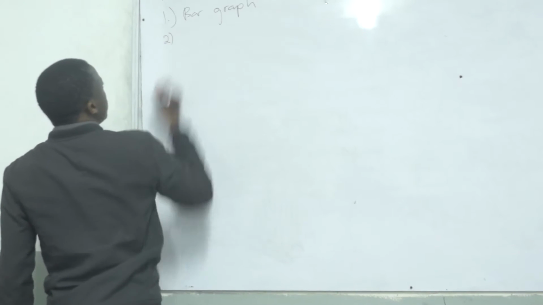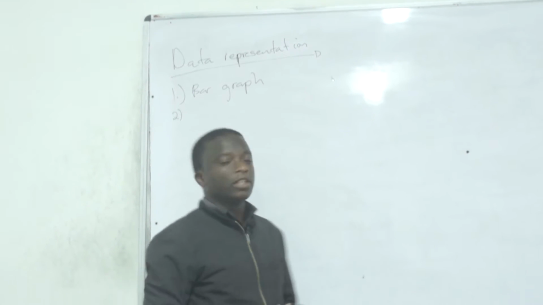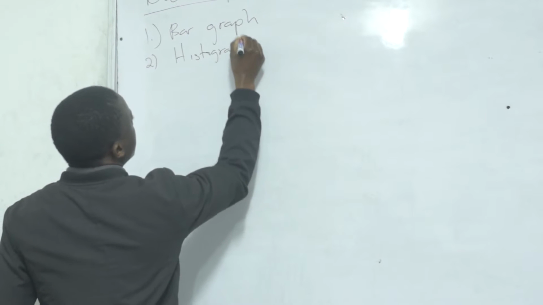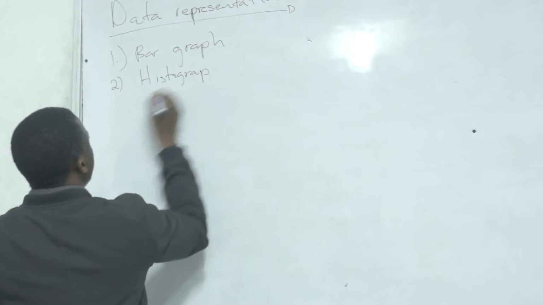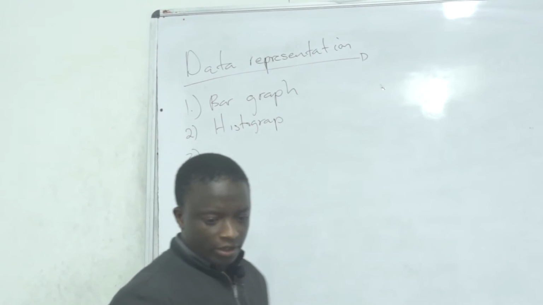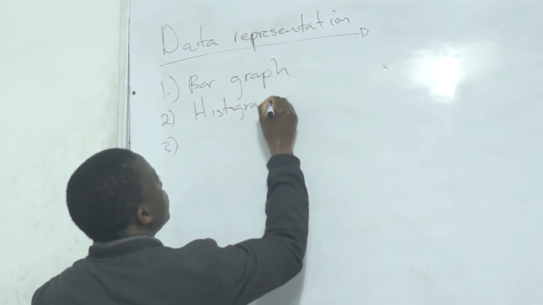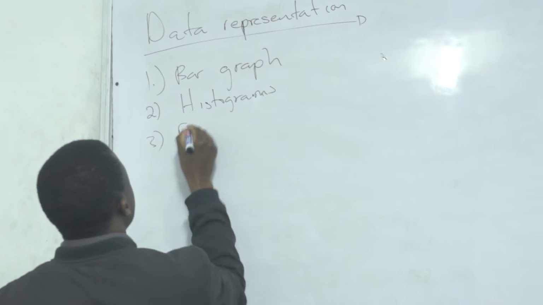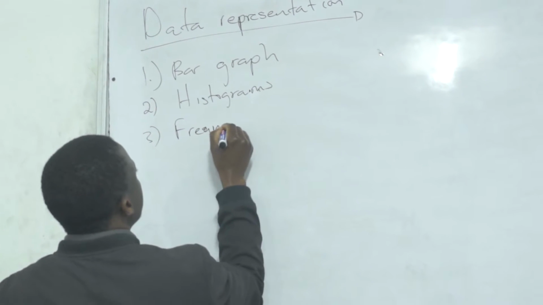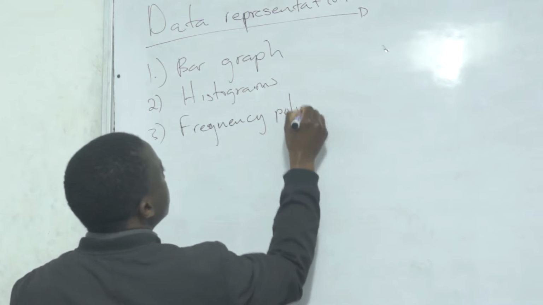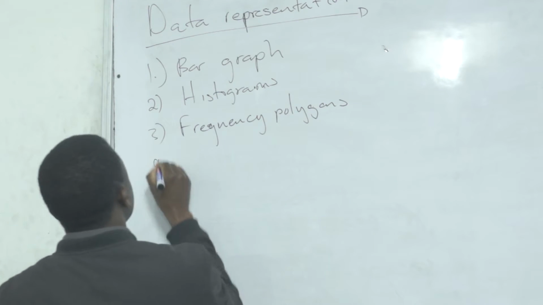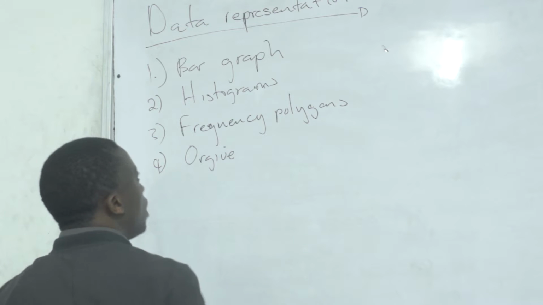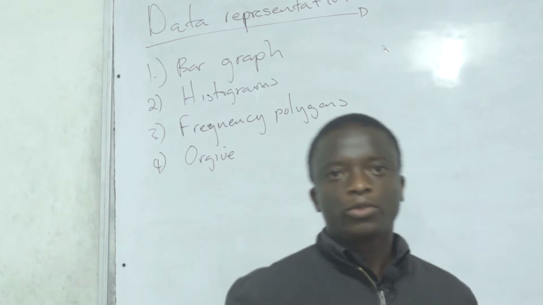Two, we have another method that is used to represent data, which is the histogram. Then three, we also have the frequency polygons. Then another one is Ogives. So all these methods determine which one we can use.